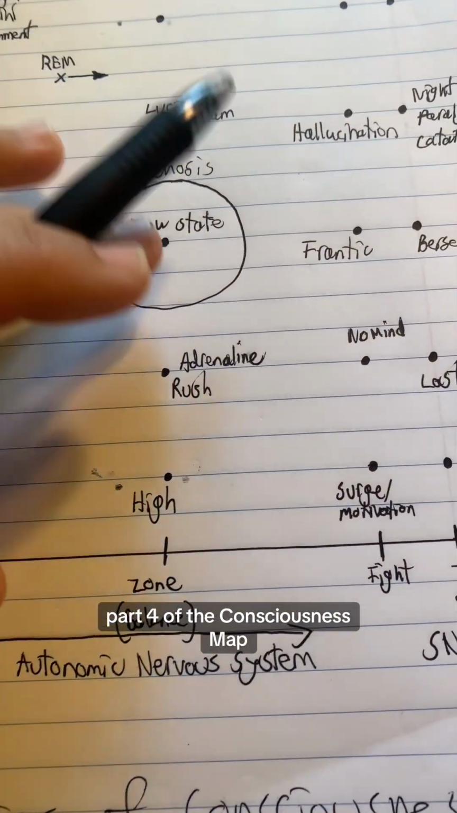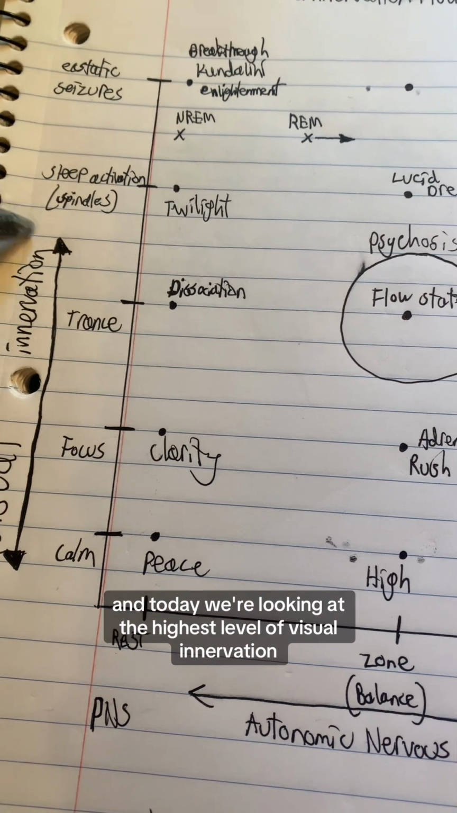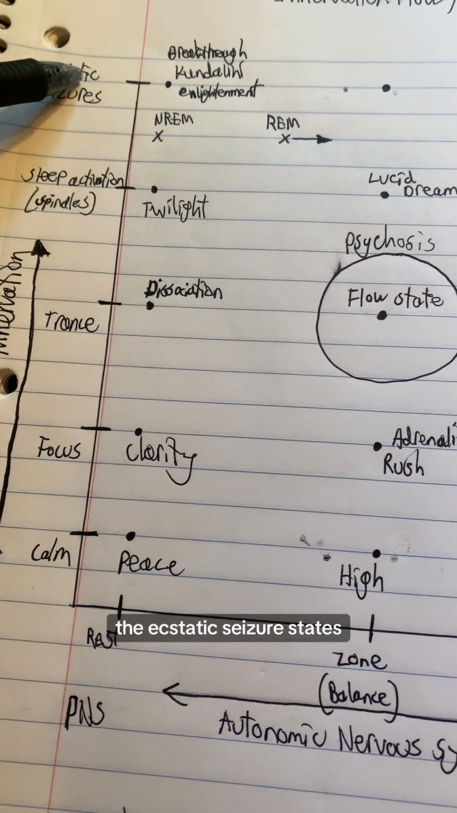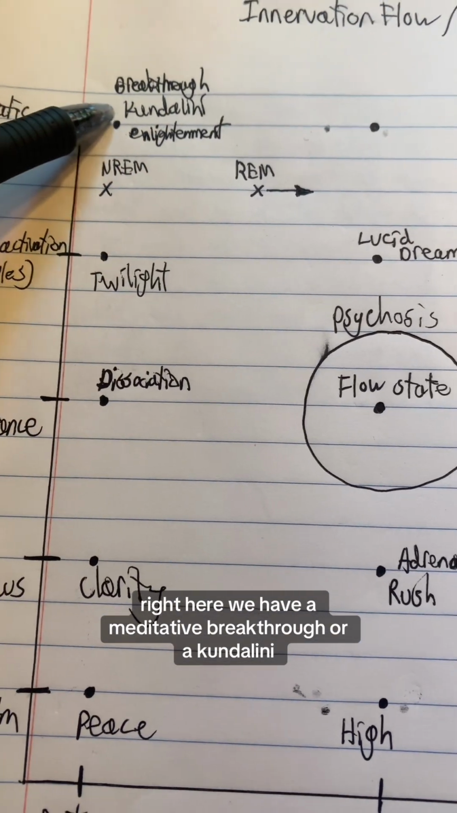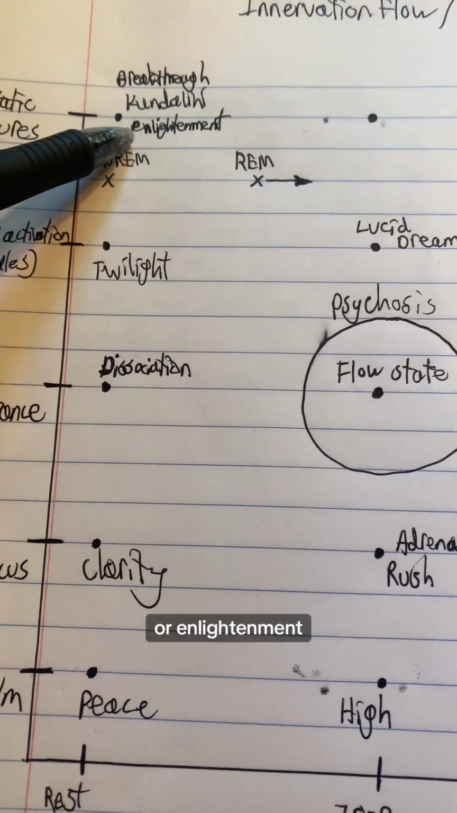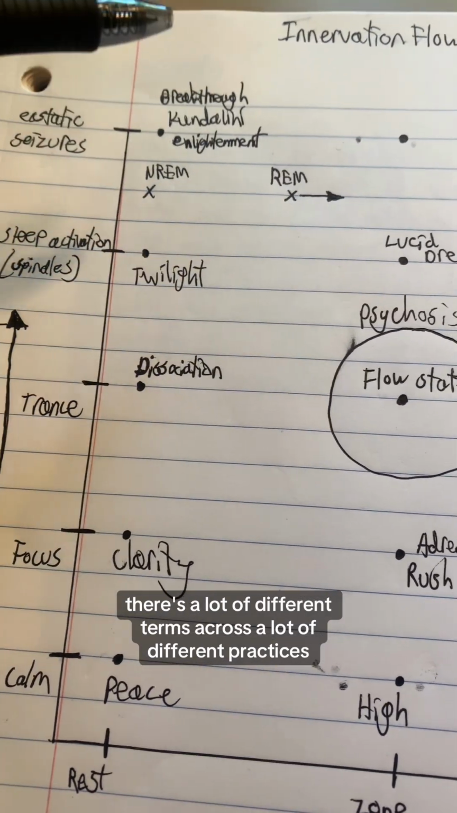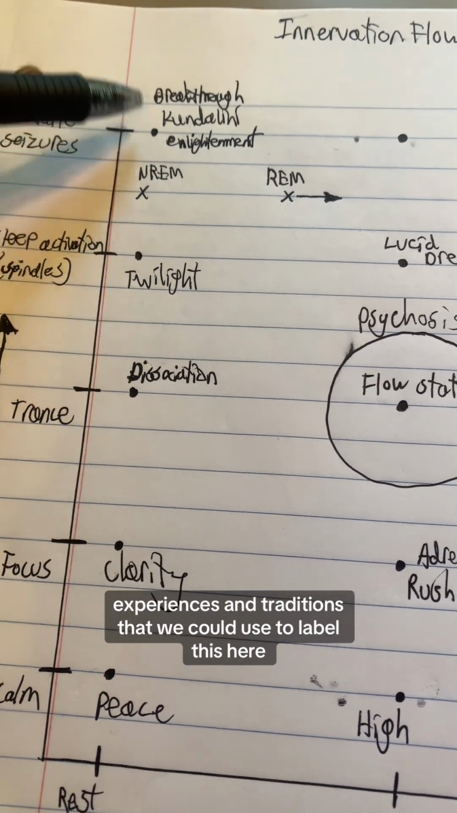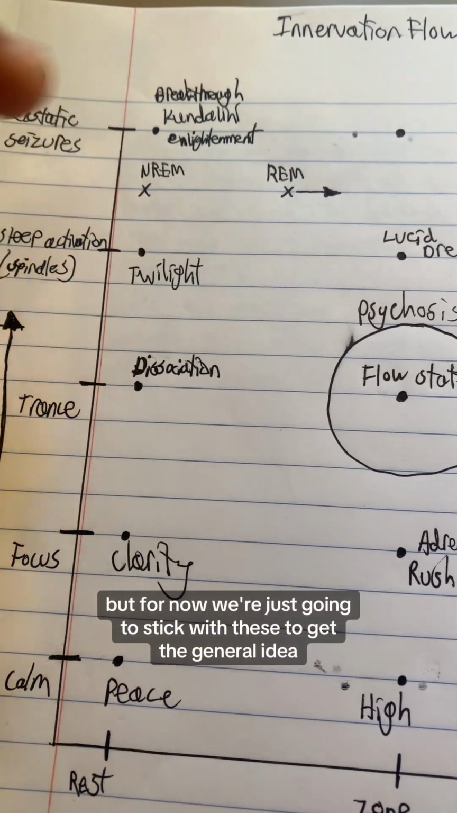Part 4 of the consciousness map, and today we're looking at the highest level of visual innervation, the ecstatic seizure states. Right here we have a meditative breakthrough, or the kundalini, or enlightenment. There's a lot of different terms across a lot of different practices, experiences, and traditions that we could use to label this, but for now we're just going to stick with these to get the general idea.